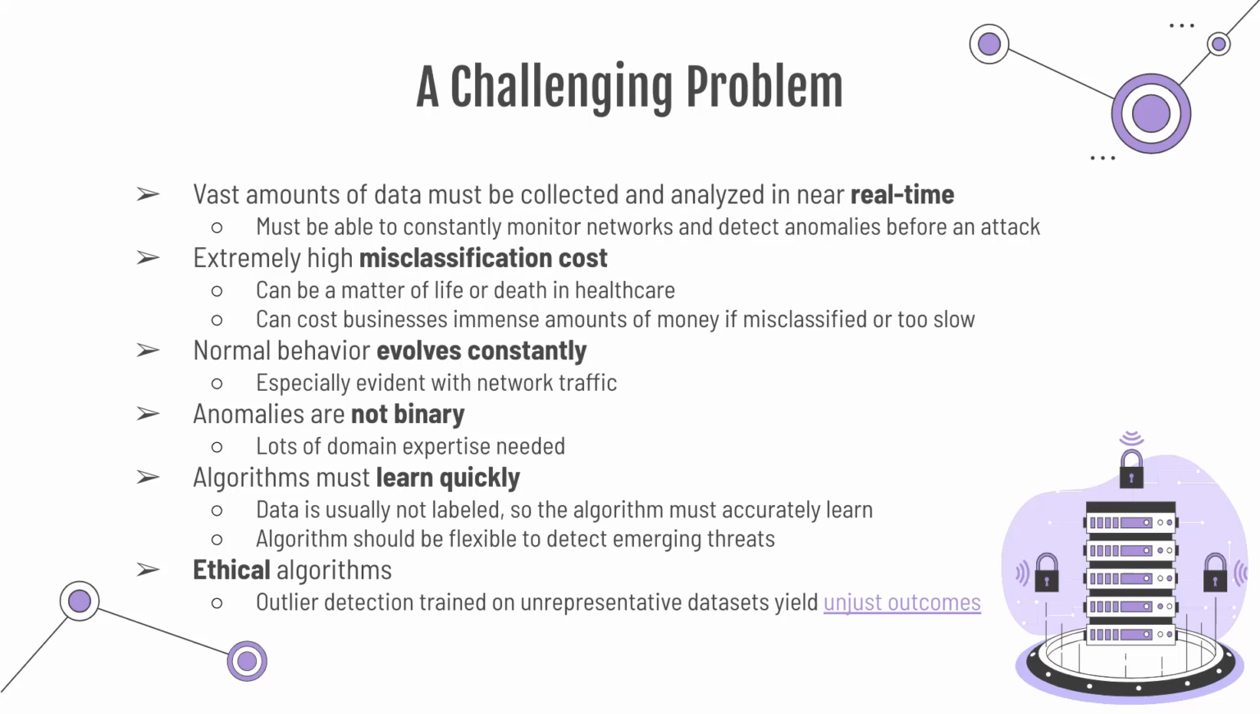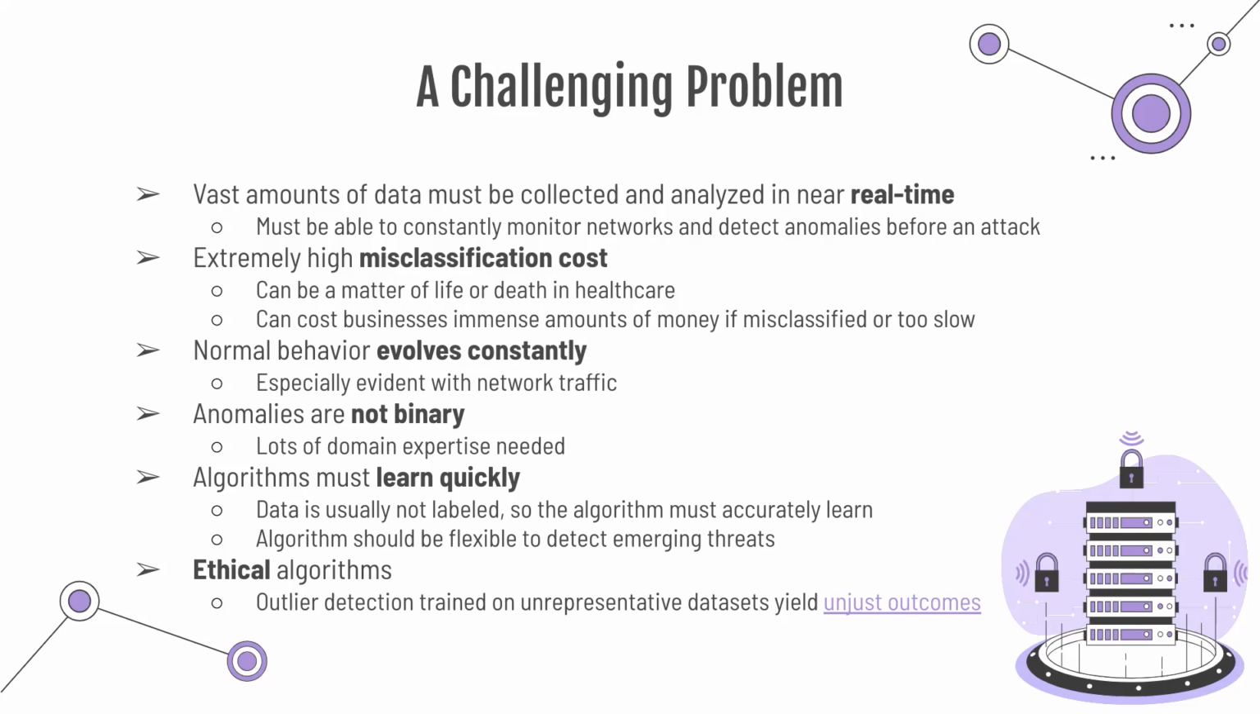And on a financial level, it can cost businesses tons of money if a threat was misclassified. And next up, normal behavior evolves constantly. And this is evident with network traffic. So network traffic is increasing and the patterns are changing constantly. And if you compare the traffic this year to traffic 10 years ago, or even 5 years ago, it's completely different. And our standard of normality has completely changed.